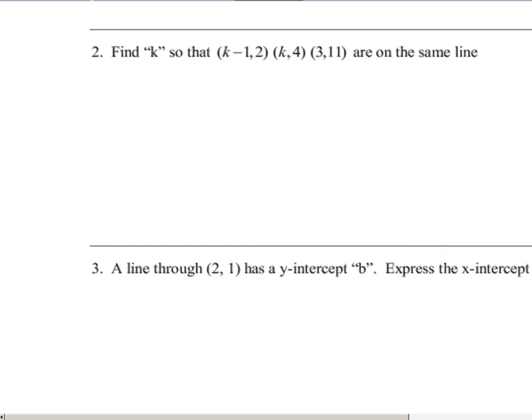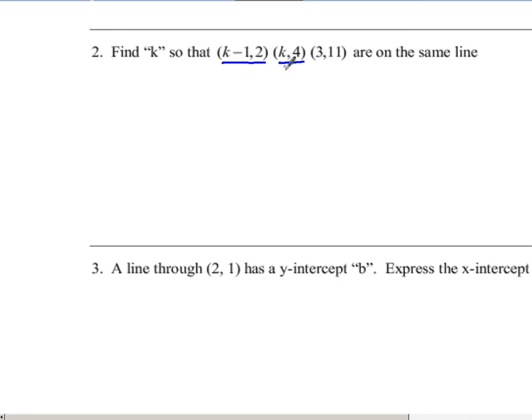All right, we're given three ordered pairs. We're asked to find k. And the understanding is that these three ordered pairs are supposed to fall on the same line. In order for this to be true, basically what we want to do here is sync up their slopes. So I'm going to take these two ordered pairs here. I'm going to try to find the slope between those 2 points.